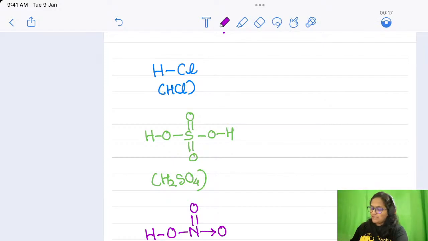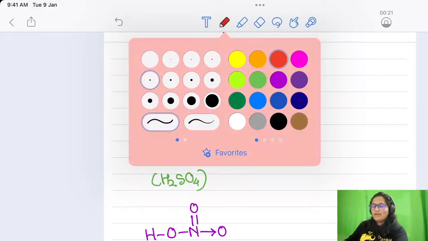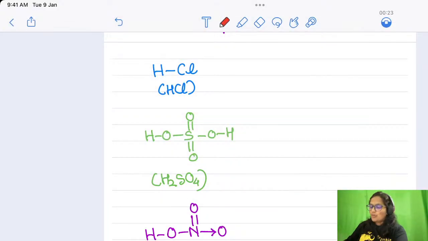HCl is the hydrochloric acid, right? So these are the structures of these molecules, right? Now one by one let me explain what is common in them. So if you observe, first of all HCl, it has H in it. Sulfuric acid also has H in it, and HNO3 also has H in it, right? So if you observe, in all of them H is present, right?